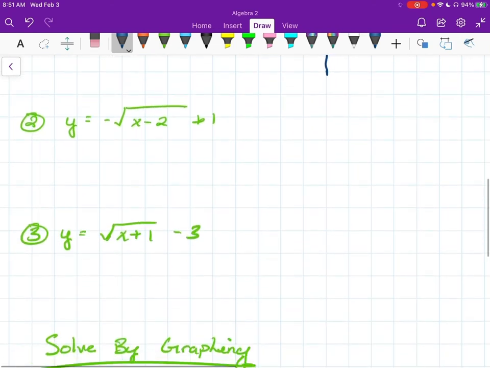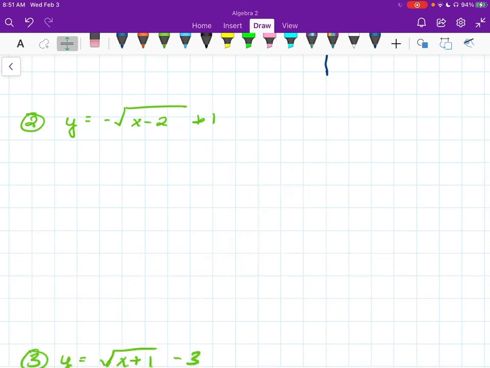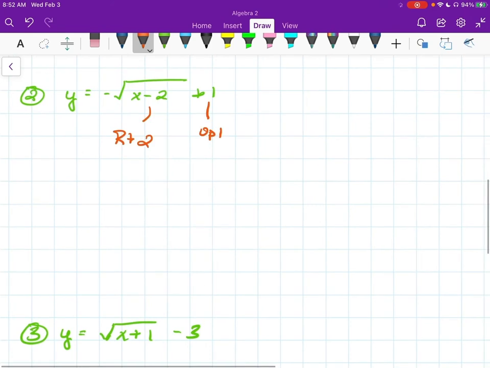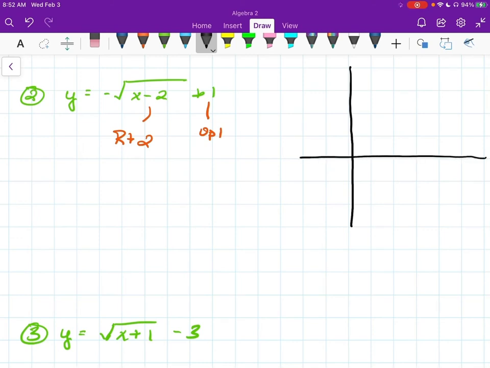All right, next up. This one, we have a negative in front of the root. So that means it's going to be facing down, or it's going to be going down. And then, so the x minus 2 is going to mean right 2. The plus 1 means up 1. So drawing our graph again, I'm going to go right and up. So I'll do something like that. So right 2, 1, 2, up 1. There's my start.